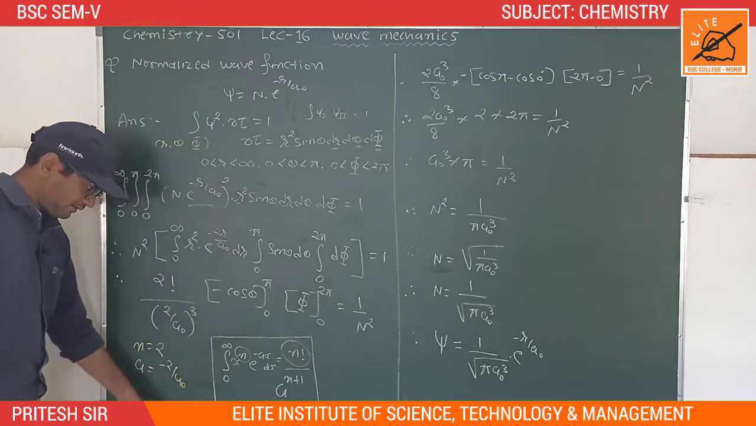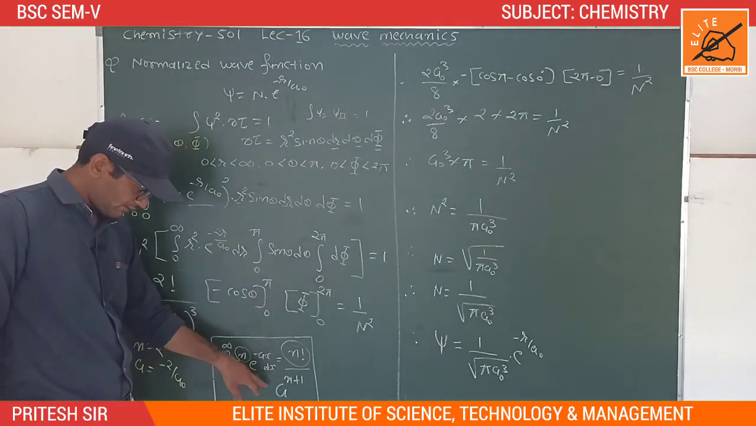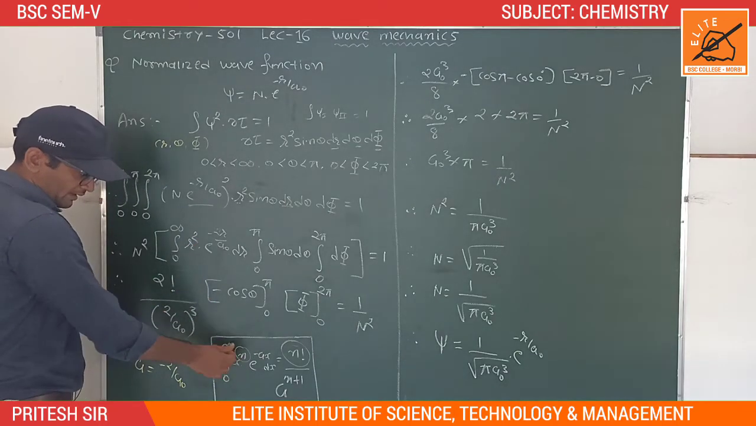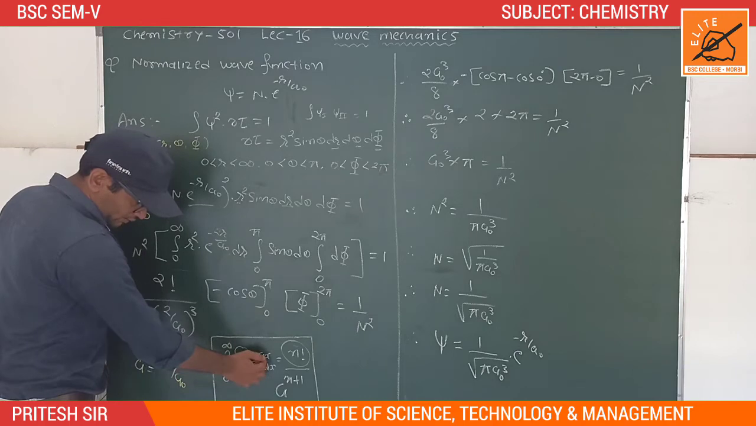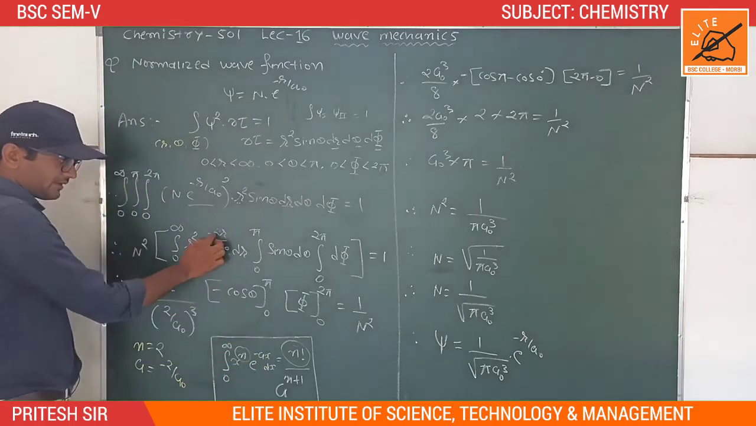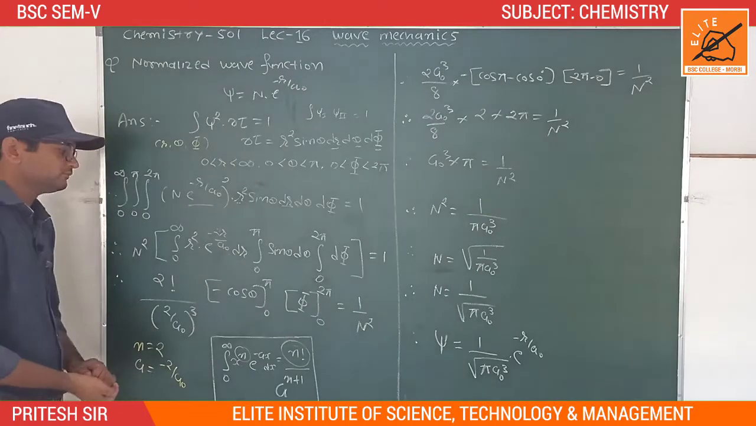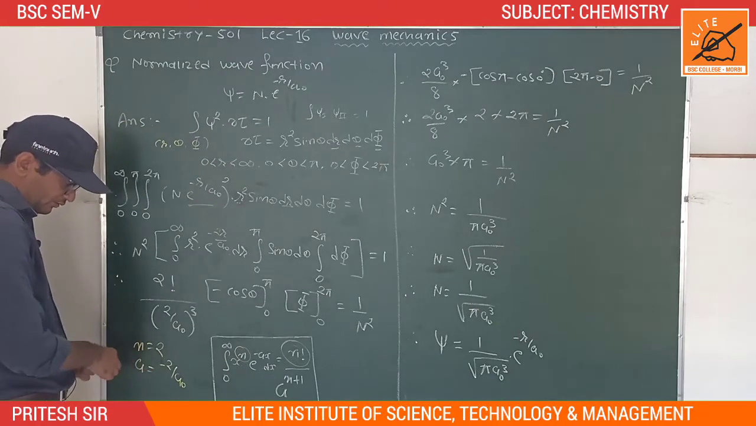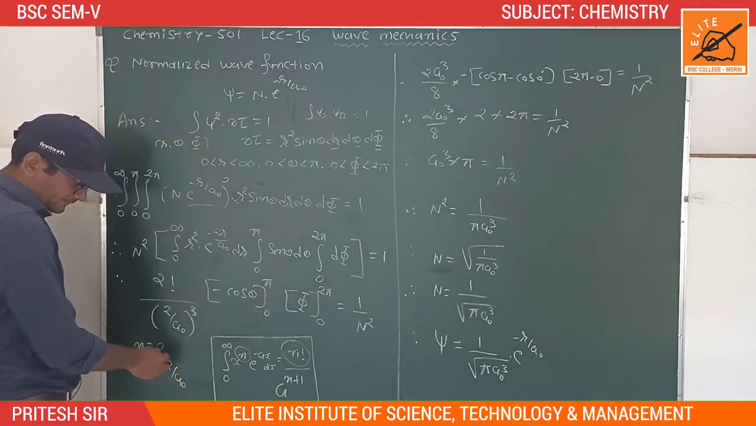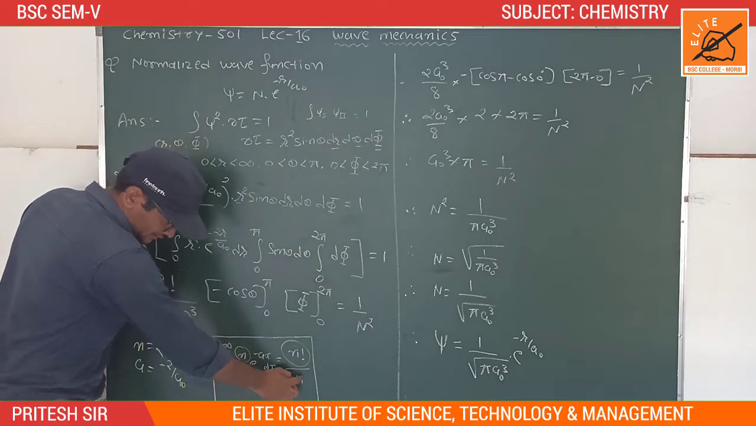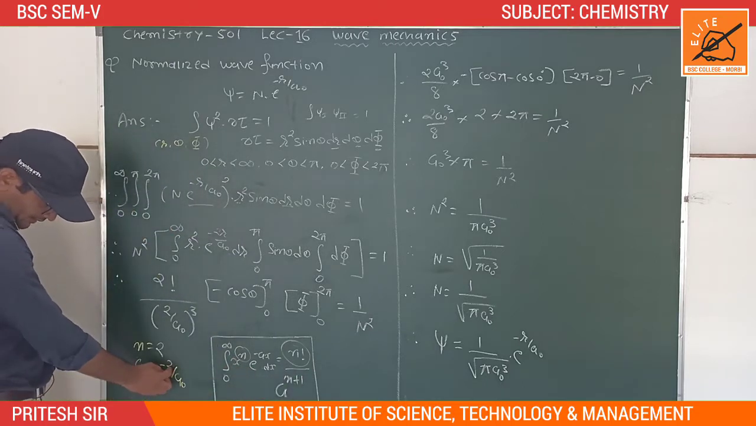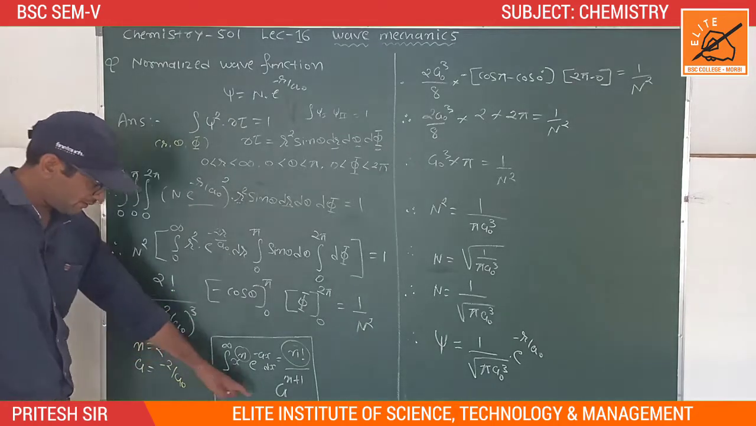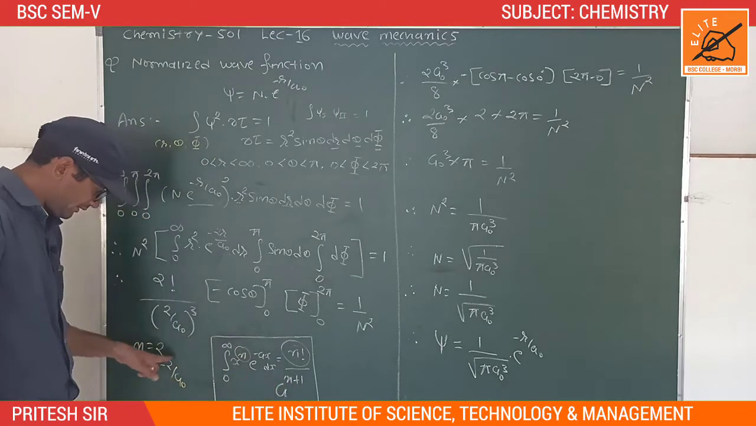In this formula the variable is x, but in our equation the variable is r. So the value of n is equal to 2, and the value of a, the coefficient of x, is minus 2 upon a0. Now put the value of n factorial, where n is equal to 2. So 2 factorial divided by a to the power n plus 1, where a is minus 2 upon a0, to the power 2 plus 1, which is 3. Here n is equal to 2, so 2 plus 1 is equal to 3.